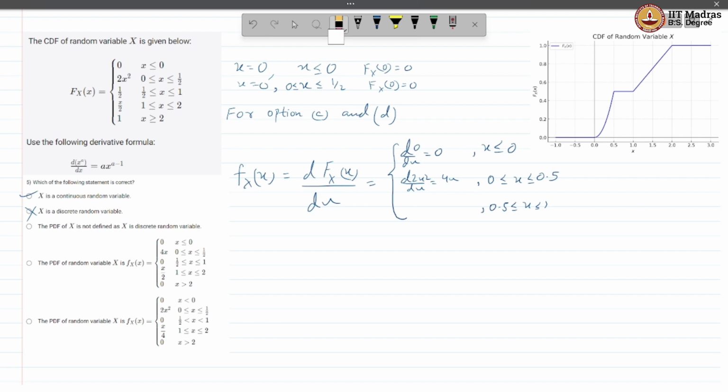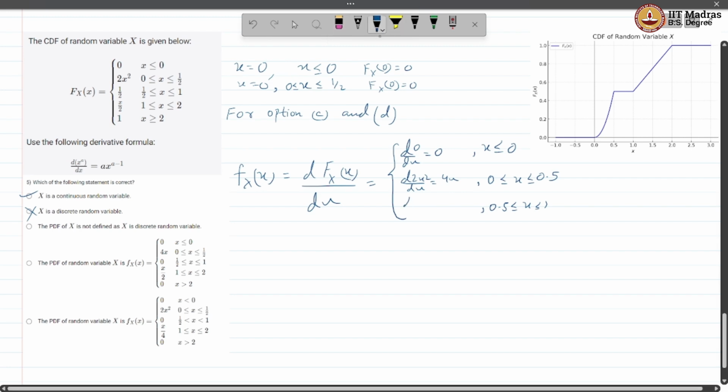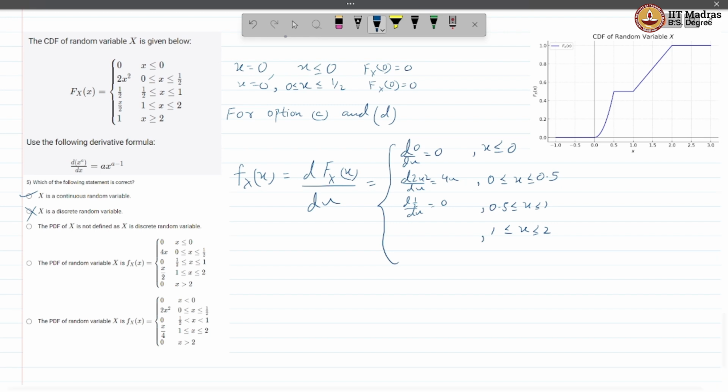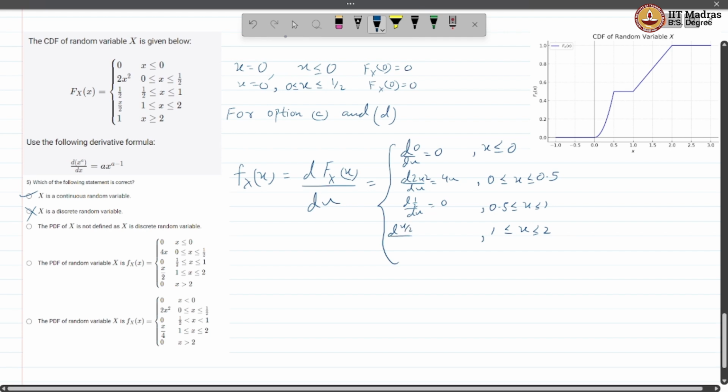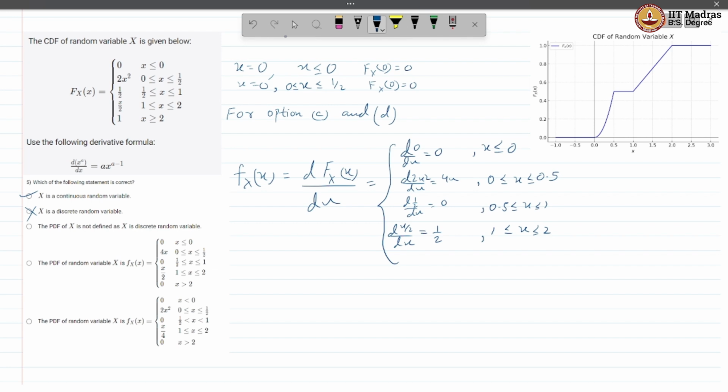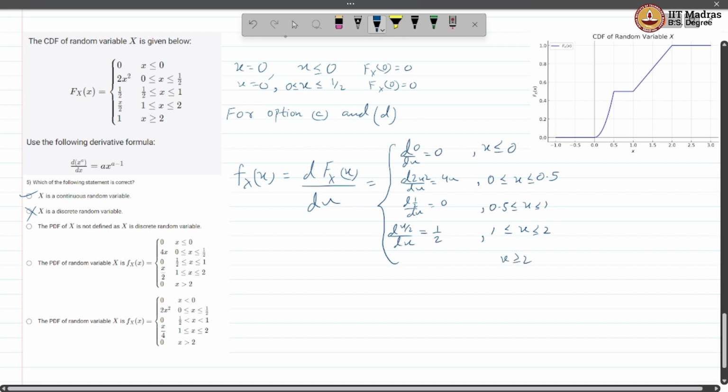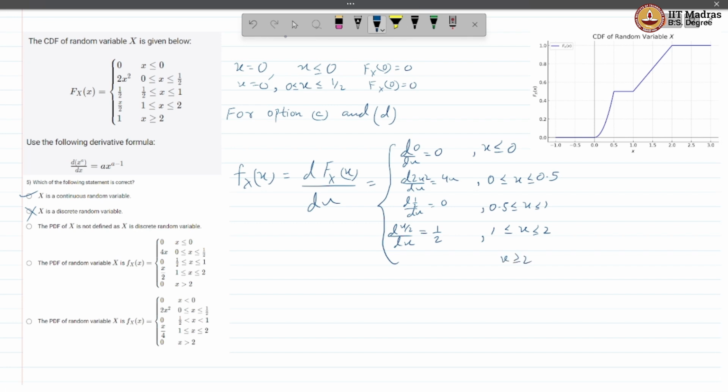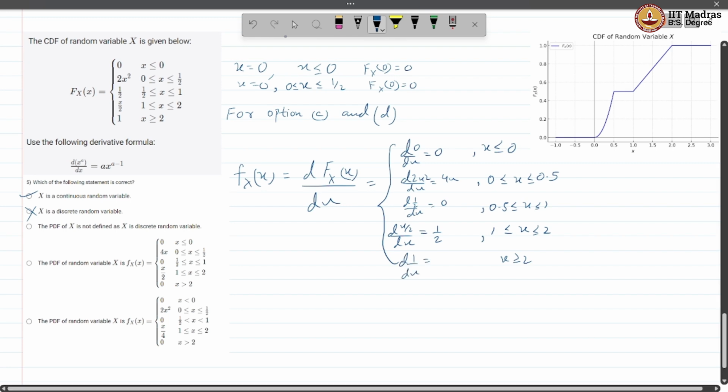So the PDF will be differentiation of 1 by 2 with respect to x, which is 0. In the interval 1 to 2, the defined CDF is x by 2. So the PDF will be differentiation of x by 2 with respect to x, which is equal to 1 by 2. And for the interval x greater than equal to 2, the defined CDF is 1. So the PDF will be differentiation of 1. So this will be equal to 0.